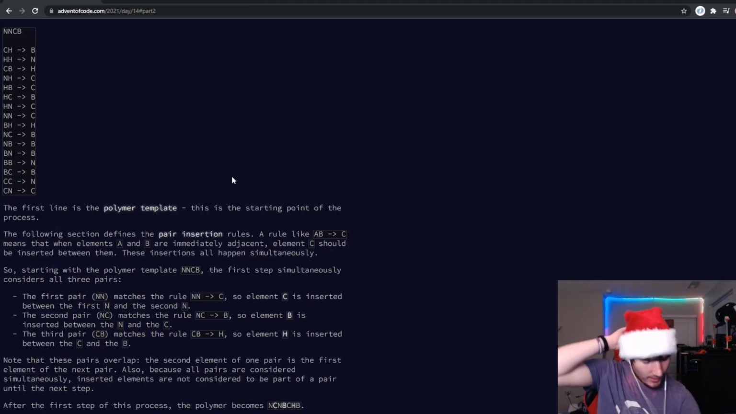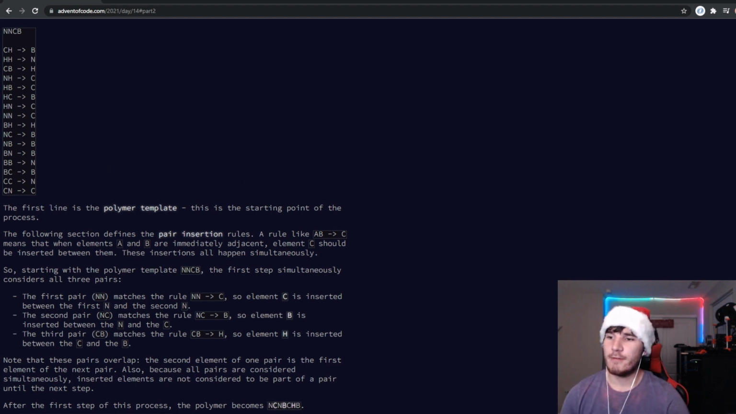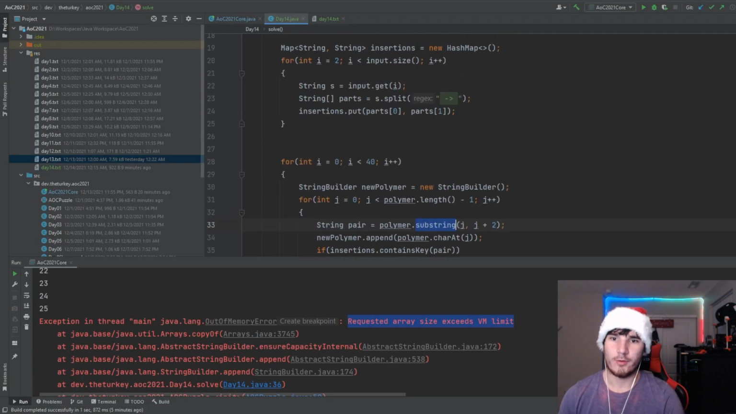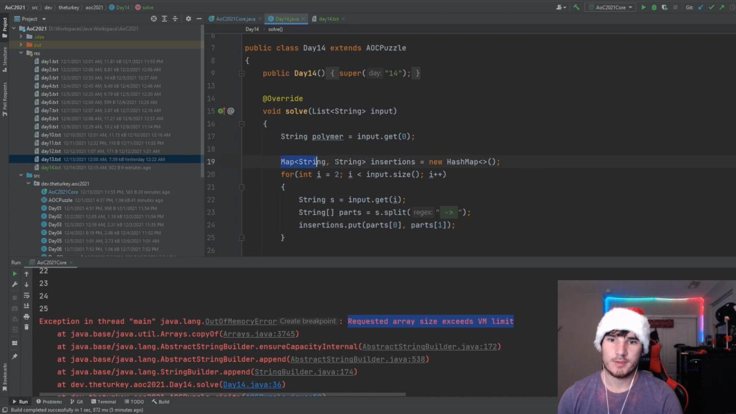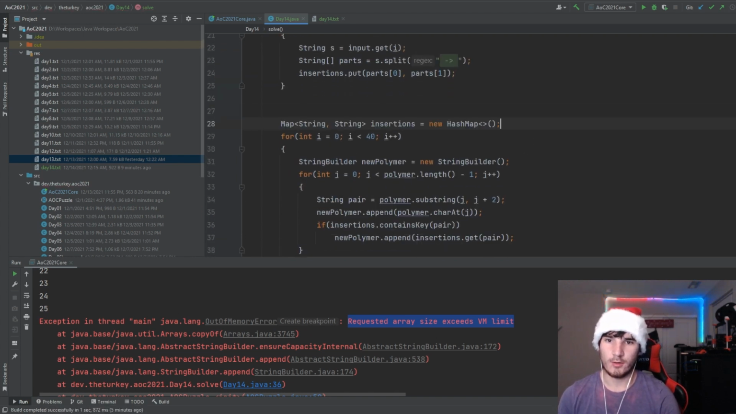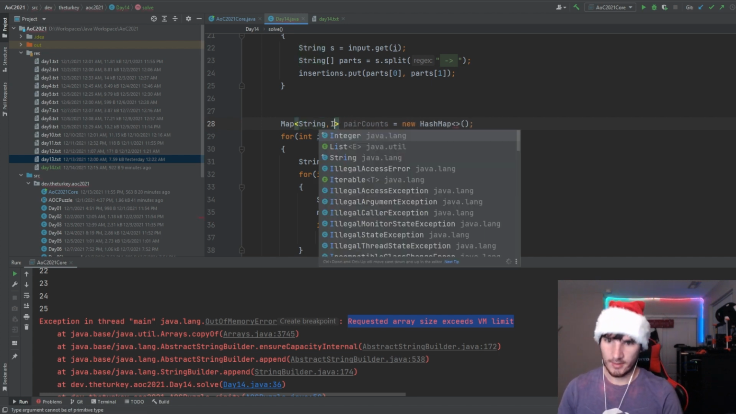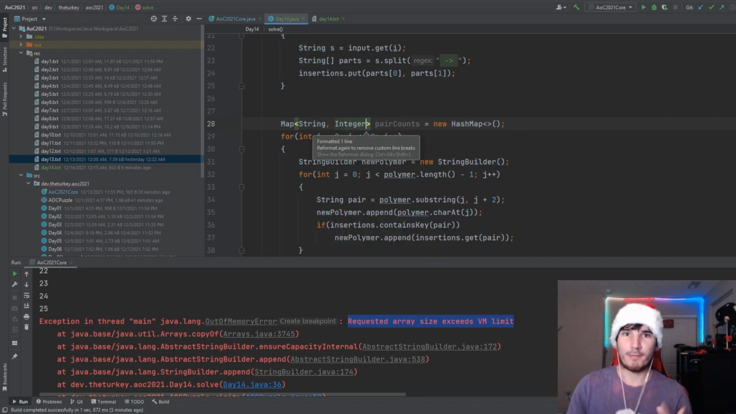What if we, okay, I think I see where this is going. We need to figure out a way to store the number of occurrences that each of these are happening. Hold on. So here's our insertions. What if here we keep track of the pair counts? Let's go to integer.